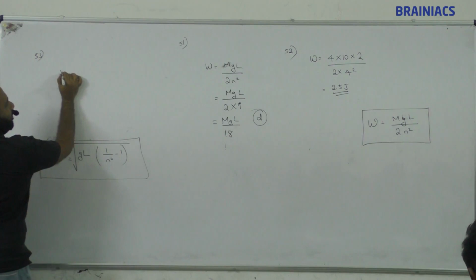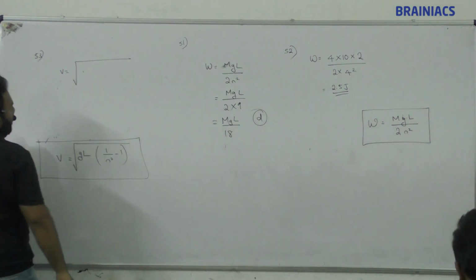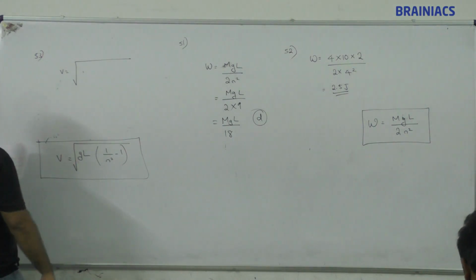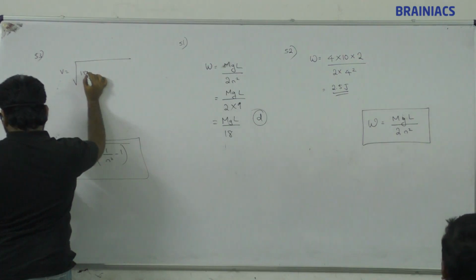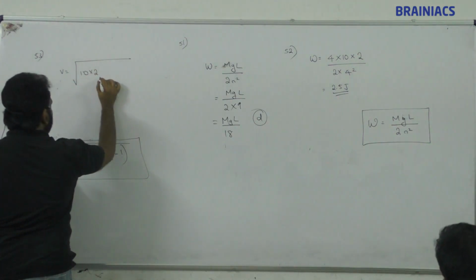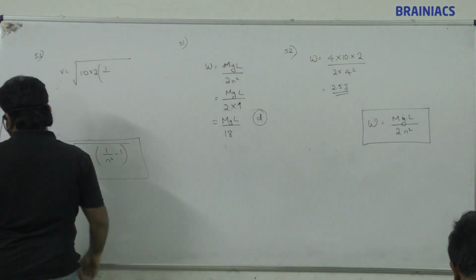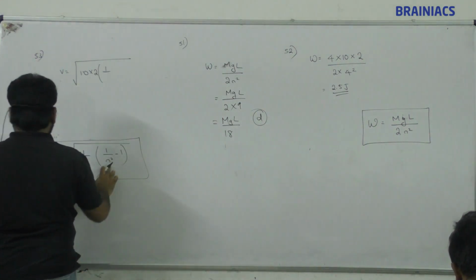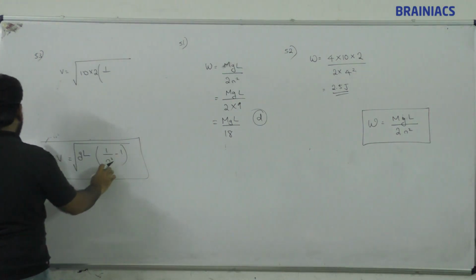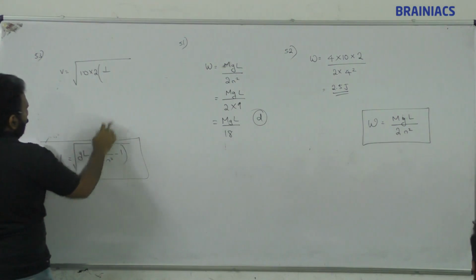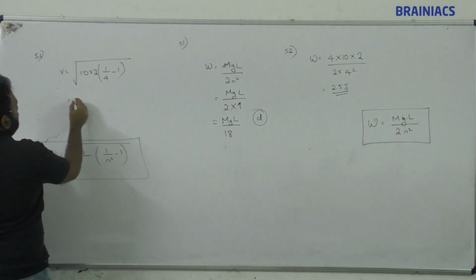So V is equal to what? Children, this one, root of gL into 1 by n square minus 1. So what is n? Plus 2 and this is going to be 1. How much? 1/4 minus 1. Correct? So what are you getting?